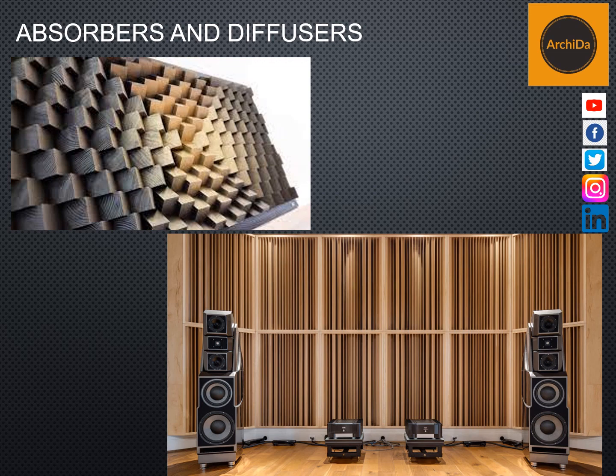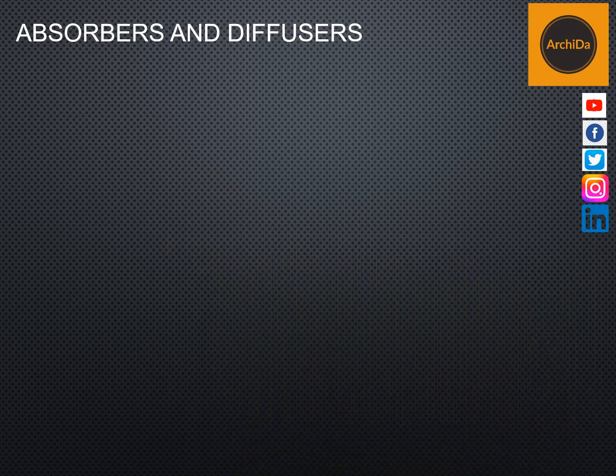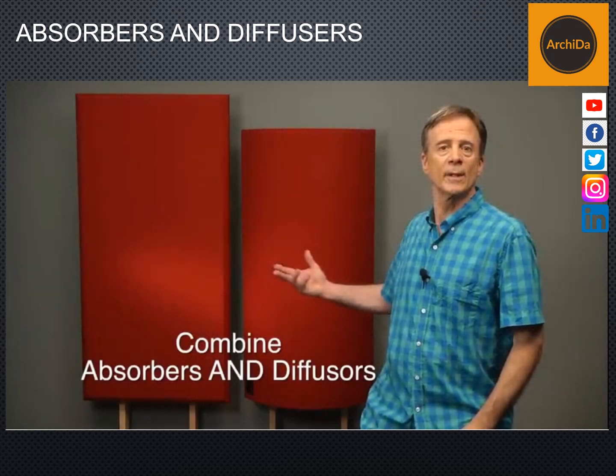Sound reflectors or diffusers effectively reduce interfering reflections in any one particular direction by helping to distribute the sound more evenly across the space. So as the picture has suggested, you have to combine the absorbers and diffusers in the design of your space.